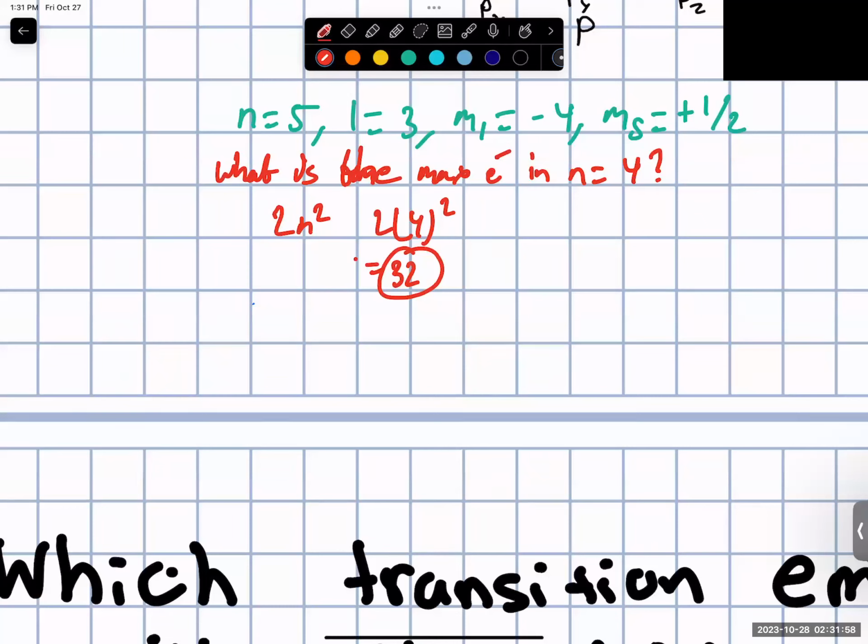Oh, what were you talking about with the four business? She thought the equation was 2n squared times 2. You might be thinking of the L equation. You can use it for L two to figure out the maximum number of electrons. That equation has a 4 in it, but the easier one is using the 2n.